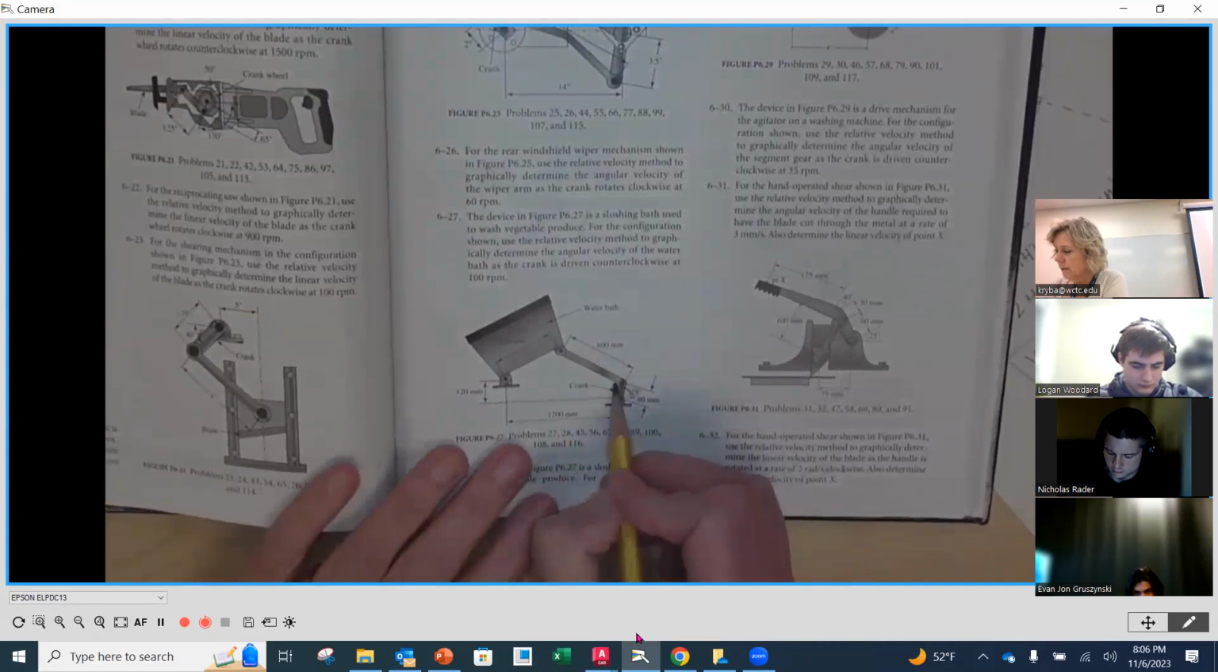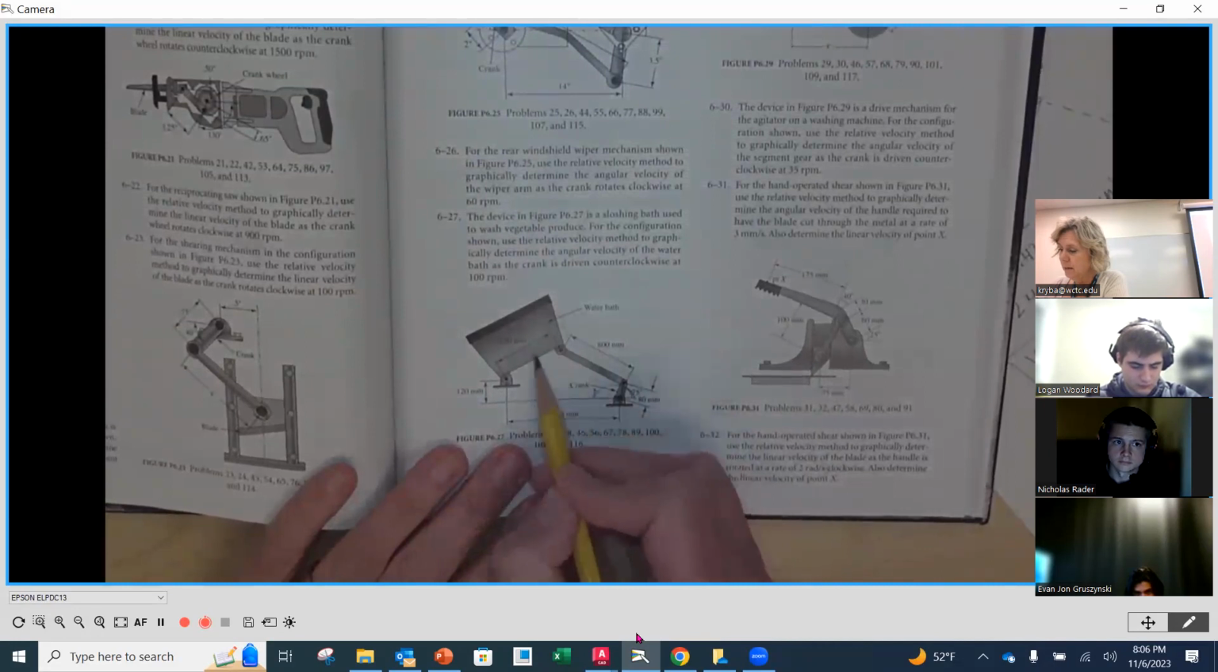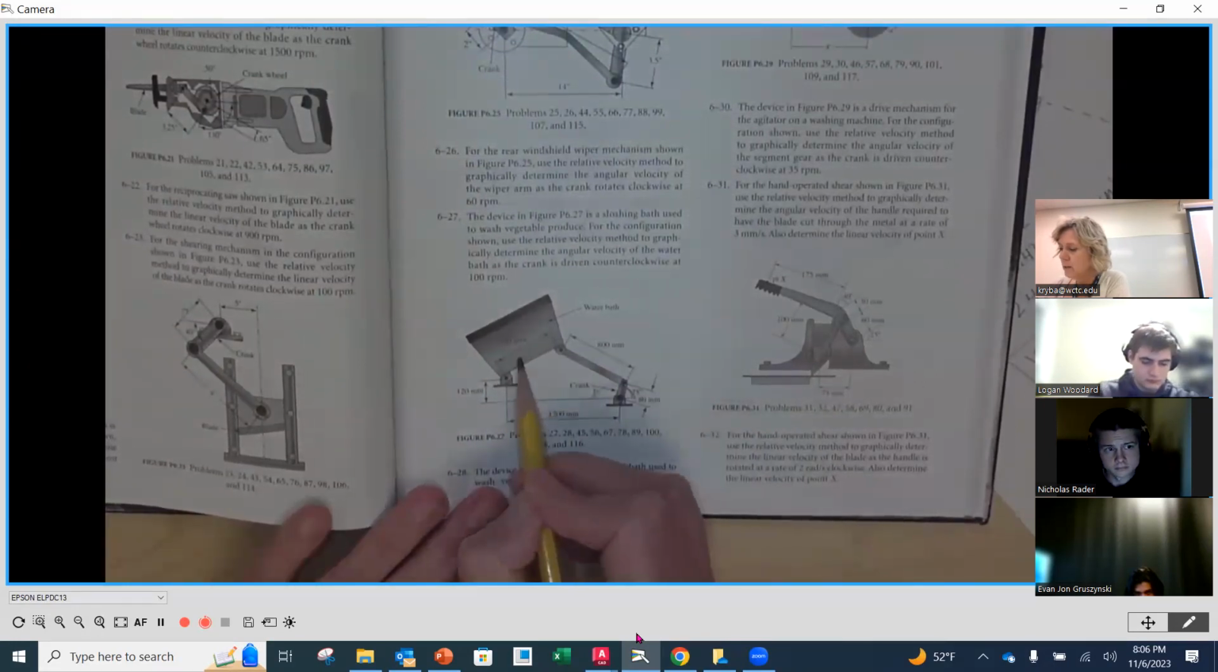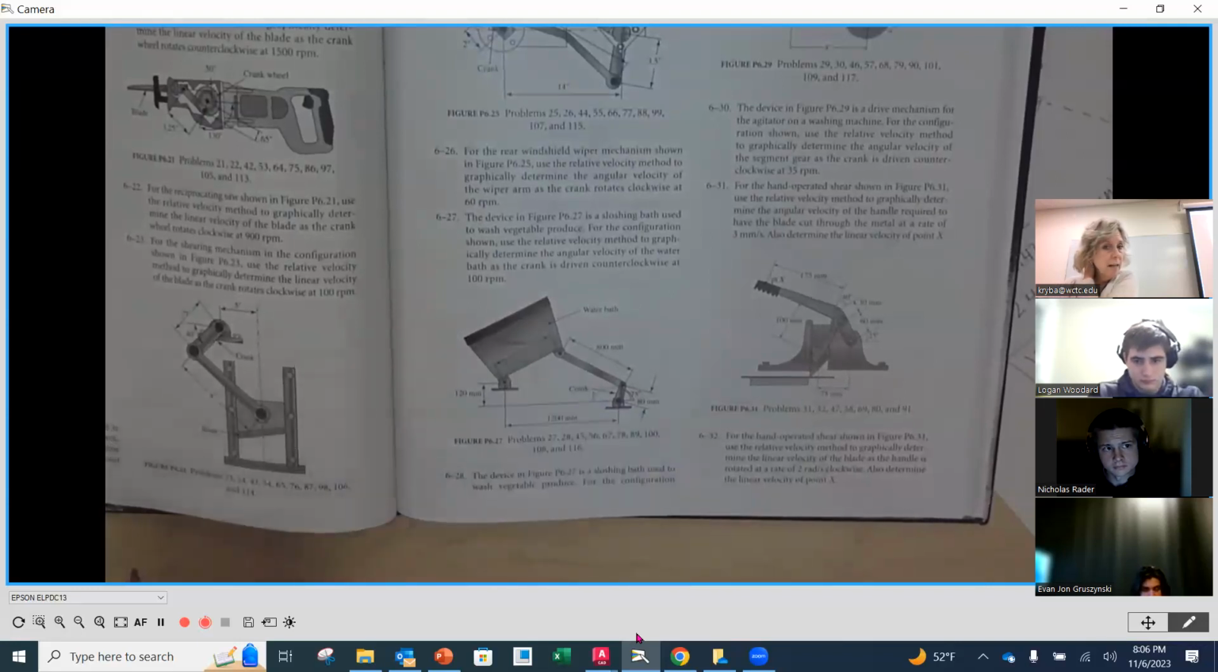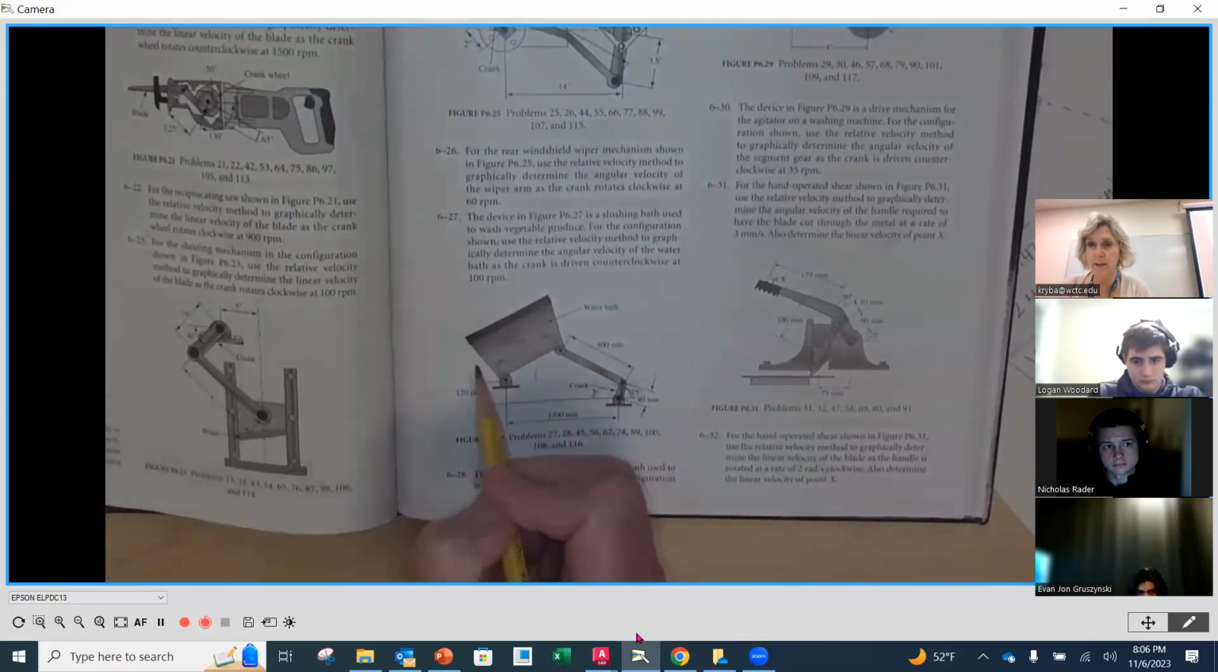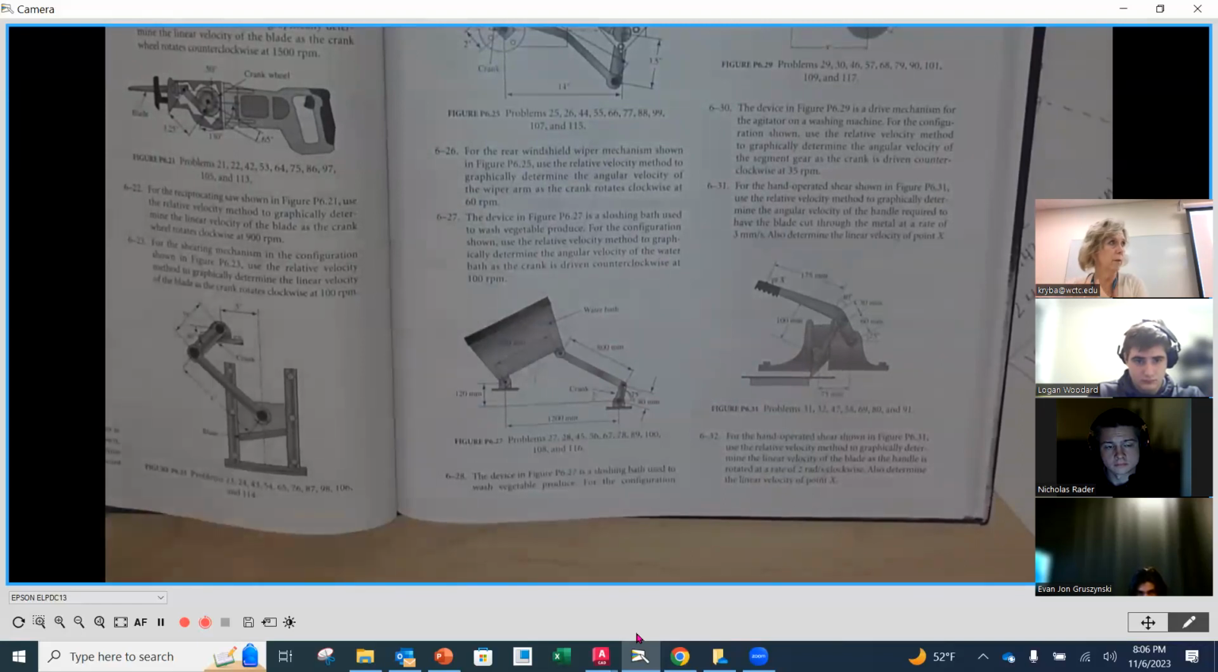So this is going to go in this direction. Here's the crank. Okay, here's the connecting rod. And then this link right here is the bath. And we want to know the direction and the angular velocity of this sloshing back and forth.